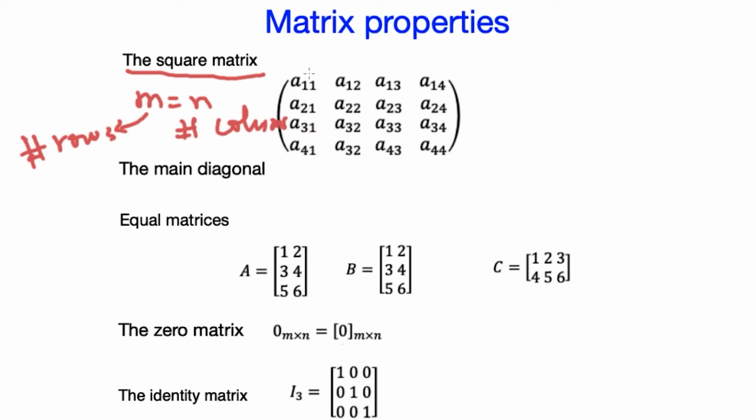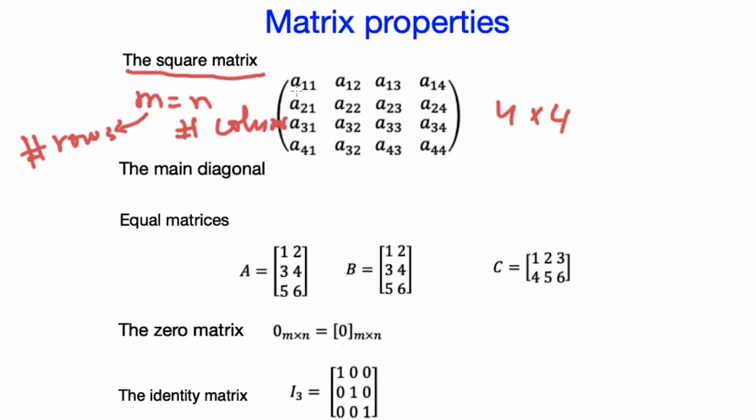Like the example here, we have 4 rows, 1, 2, 3, 4, and 4 columns, 1, 2, 3, 4. So this matrix is a 4 by 4 matrix, or a square matrix. The main diagonal of a matrix is the entries at the diagonal of a square matrix. So the main diagonal is defined just for the square matrix.